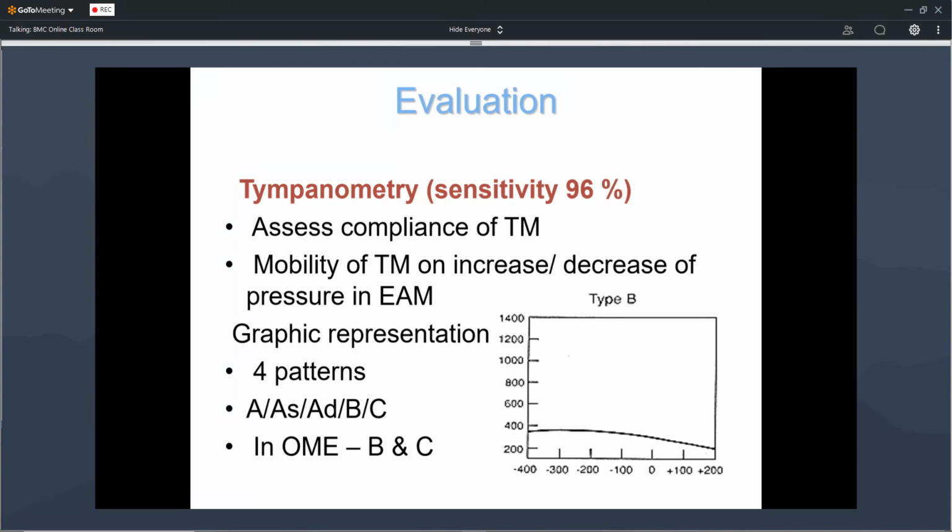The second type of audiometry is impedance audiometry. Impedance audiometry is done when the patient has conductive hearing loss with an intact tympanic membrane. The main principle of impedance audiometry is that we present a single-frequency sound, 220 Hz, and create a positive or negative pressure in the external auditory canal.